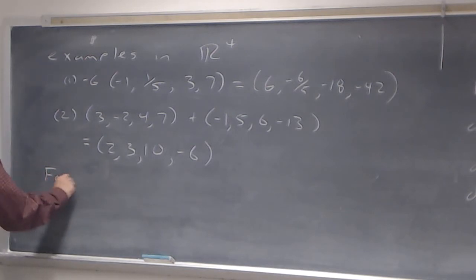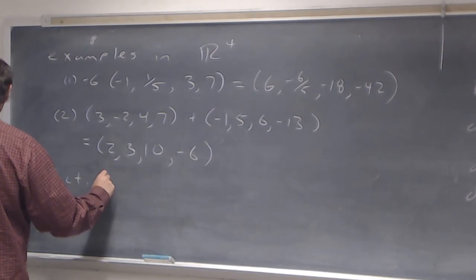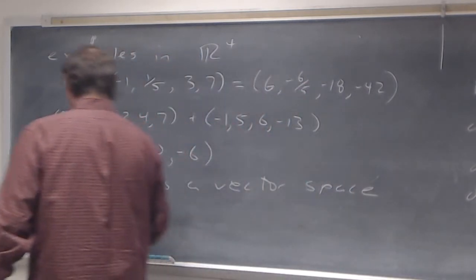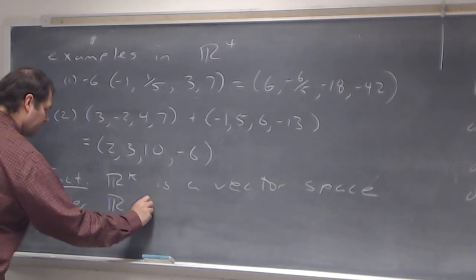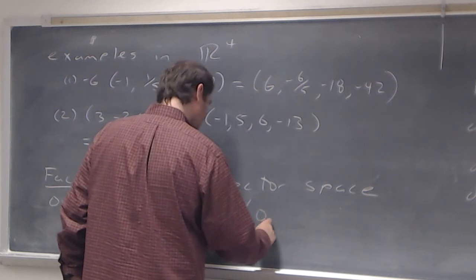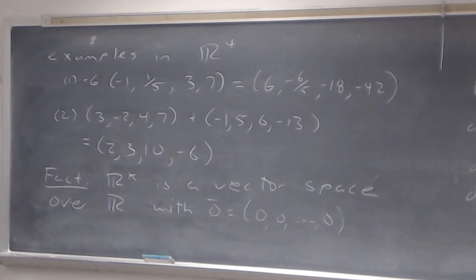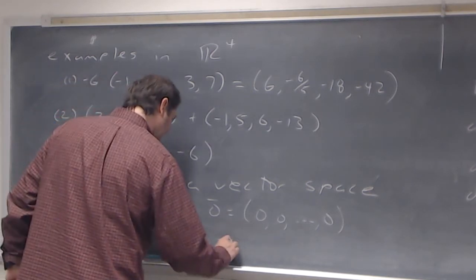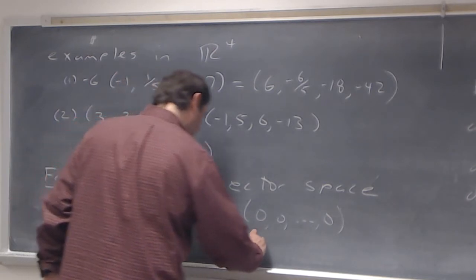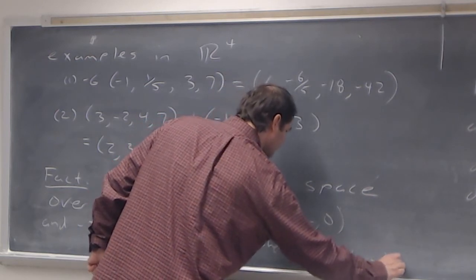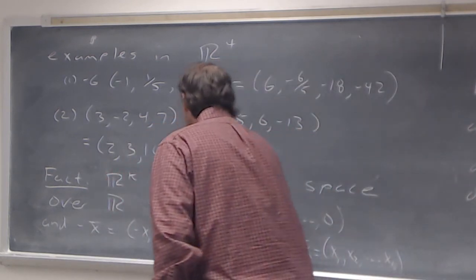As a fact, RK is a vector space over the field R, with the 0 vector being equal to 0, 0, all the way up to the last entry, where there are k entries being 0, and minus x bar will be equal to minus x1, minus x2, all the way up to minus xk, where x bar is equal to x1, x2, all the way up to xk. So RK is a vector space.